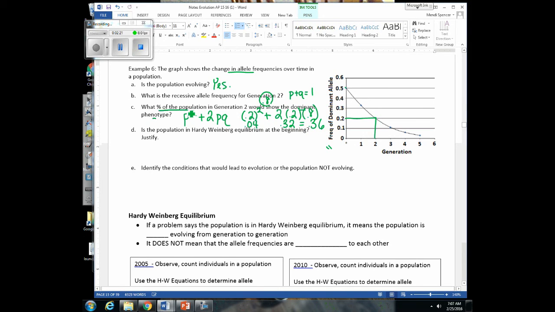Remember though, the question says, what is the percent of the population that would show the dominant phenotype? We need to change this into a percent. So ultimately, I'm just going to add it over here because I'm out of room. Our answer is 36%, because we're going to take 0.36 times 100.